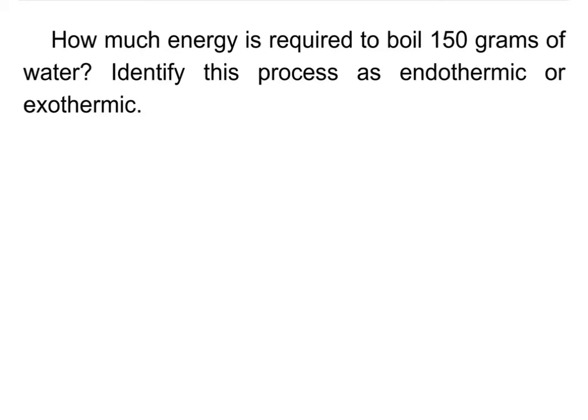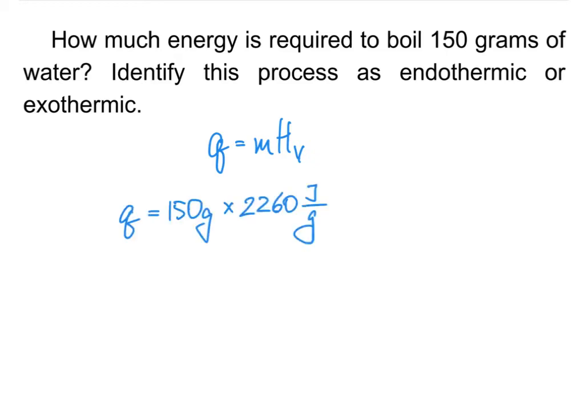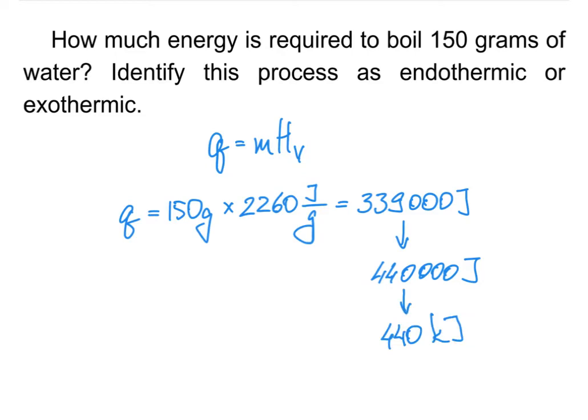How much energy is required to boil 150 grams of water? Since we're talking about boiling, we should be using heat of vaporization. So here's our formula. We're given mass, and we can look up heat of vaporization in the reference table. So the boiling of 150 grams of water will require 339,000 joules. And if we represent our number in the correct number of significant figures, then it will be rounded up to 4,400,000 joules or 440 kilojoules. And since it's boiling we're talking about, this process is endothermic.